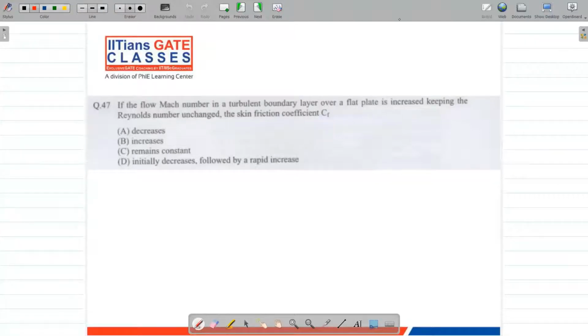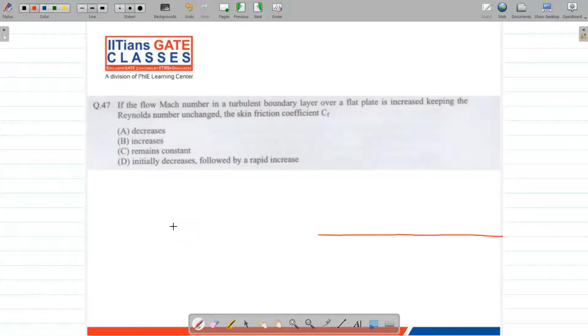So in this question, what they are basically asking us is: if the flow Mach number in a turbulent boundary layer over a flat plate is increased, keeping the Reynolds number unchanged, the skin friction coefficient CF increases, decreases, remains constant, or initially decreases followed by a rapid increase. So let's look at this question.